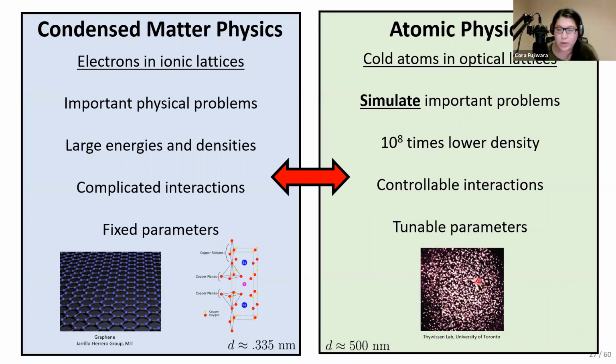And so what I'm showing you here, again, is an image of potassium atoms in one of these optical lattices. And so what I'm trying to say is that there's an analogy between atoms in this system and electrons in this system. Okay, so that's the idea of quantum simulation.